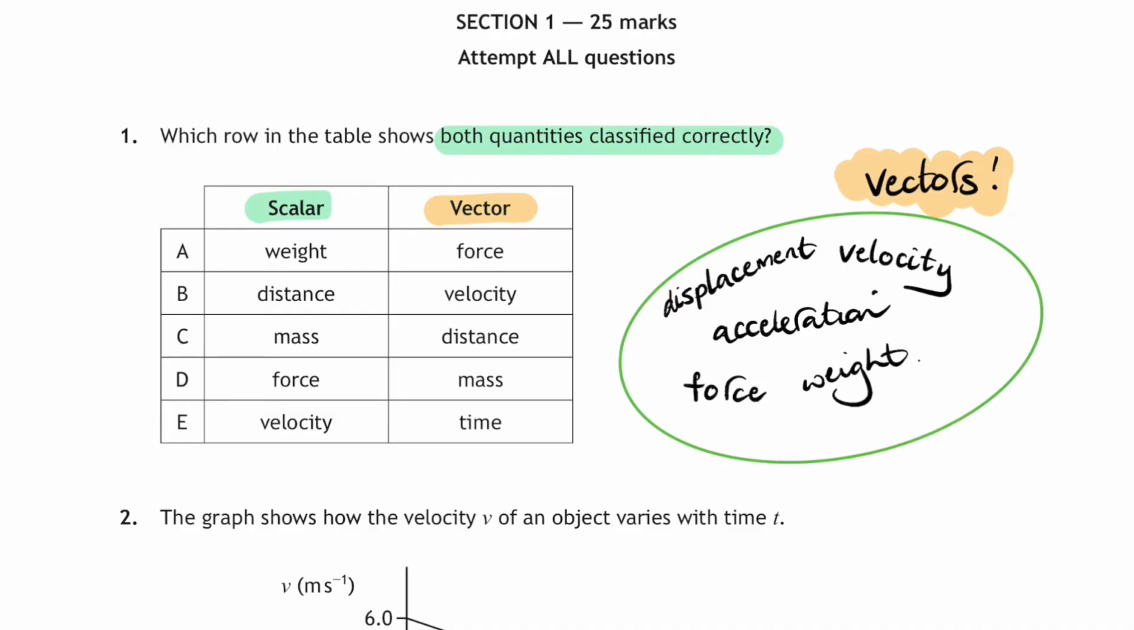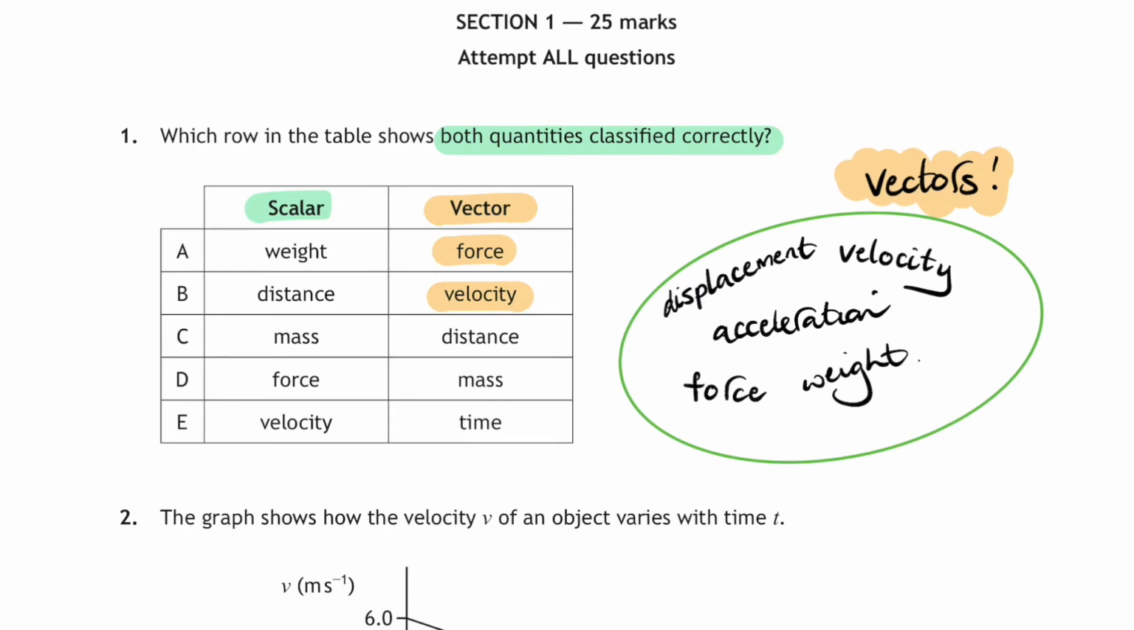So if we look at the right-hand column of the table that's headed vector, then the only ones that are present are force and velocity. All the other ones there, distance, mass and time, are scalars. And remember, a scalar is a quantity that can be fully described by its magnitude only. So scalars don't need a direction.